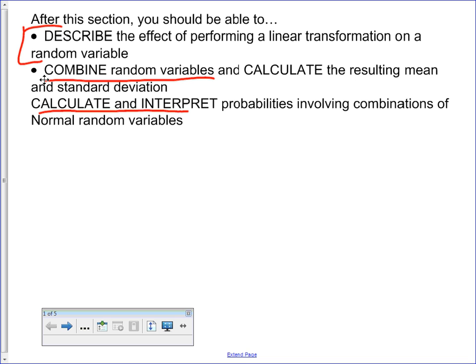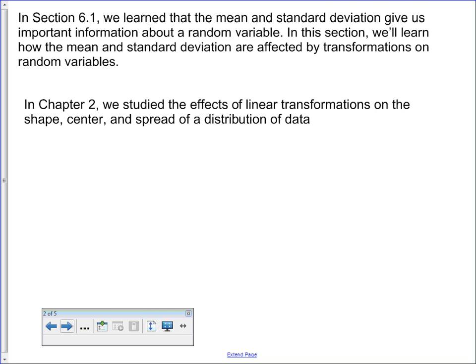Describe the effect of performing a linear transformation on a random variable. This is really just review of stuff we've already done and putting it together in a slightly different way. So in section 6.1, we learned that mean and standard deviation give us important information about a random variable, where we can actually find the mean and the standard deviation of events that are going to happen if they're following a probability model. And in this section we'll learn how mean and standard deviations are affected by transformations.